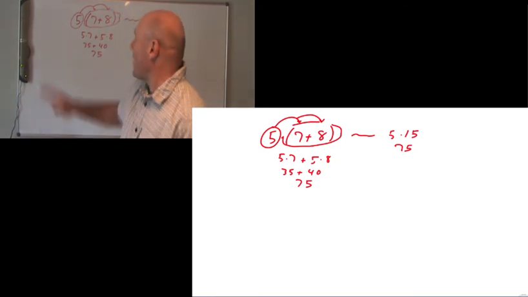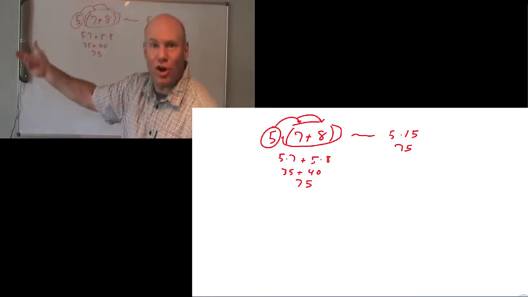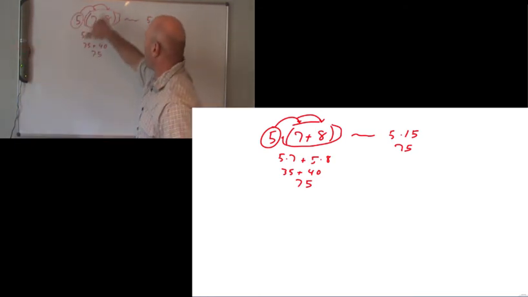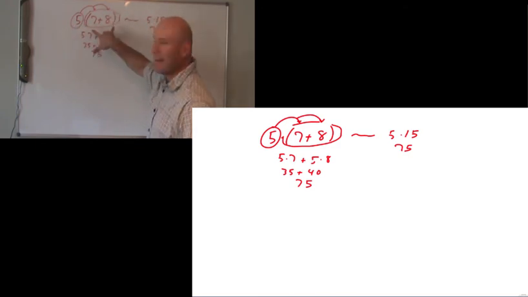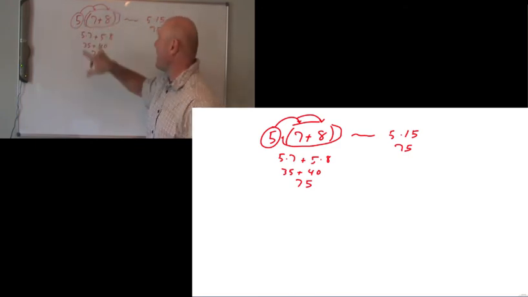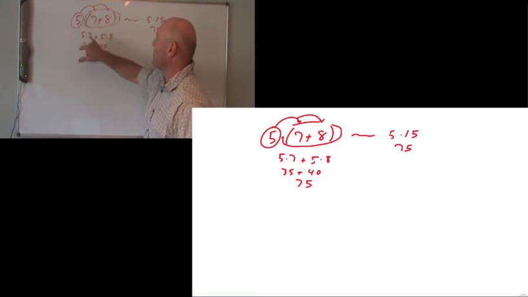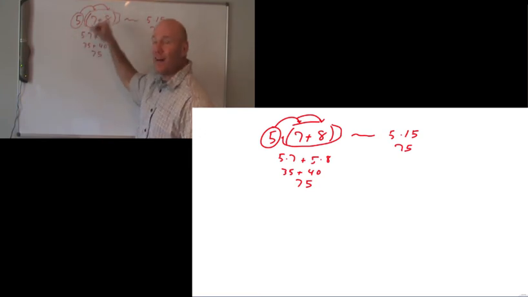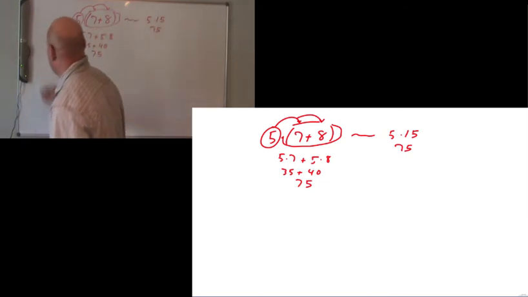That's the biggest thing students get confused about. They want to just do the 5 times the 7 and then the 8's just along for the ride. Don't do that. This parentheses means it's 5 times all of this, not just 5 times the 7 or 5 times the 8. It's 5 times the 7 and 5 times the 8 because those things have to go together. All right? So don't make that common mistake that a lot of students make.